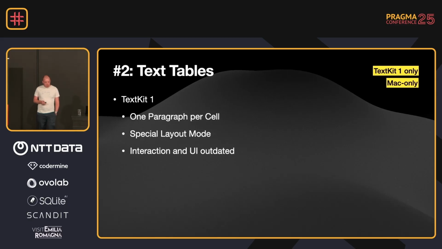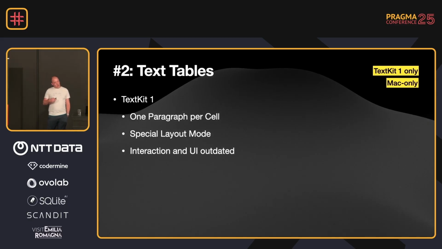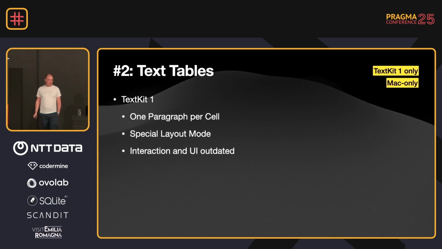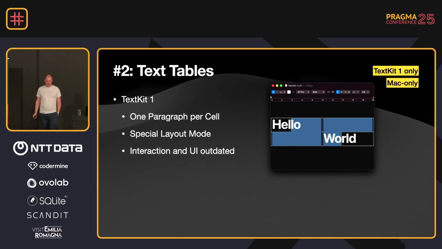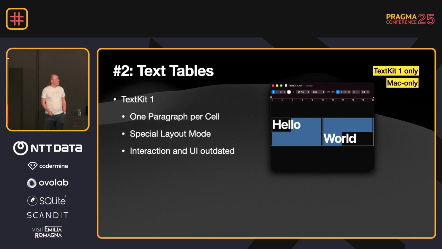So in TextKit 1, it does these tables by having one paragraph per cell, and then having a special layout mode where the paragraphs are not atop of each other, but next to each other. And actually, if you use it, it's really weird. Just look at the selection. You want to select columns and cells and rows, and you want to have nice outlines. So this is not a modern table. And I guess that's why they didn't bring it over.